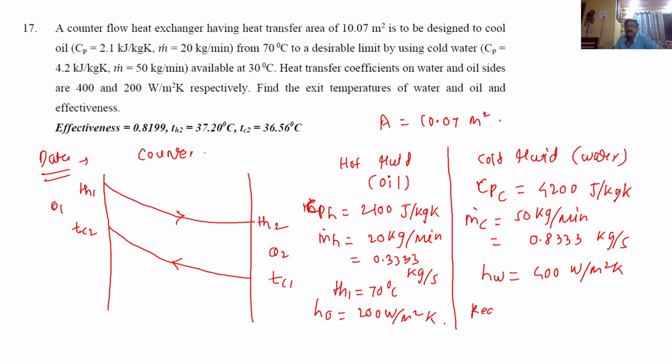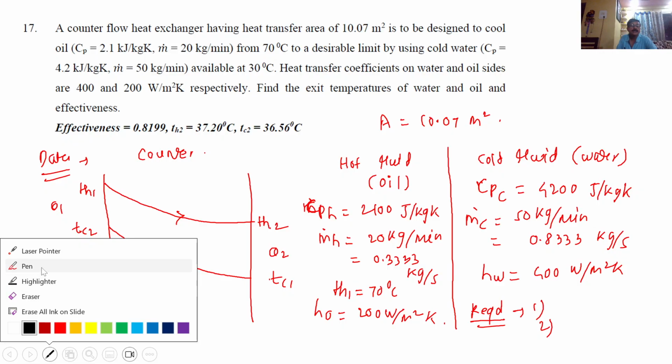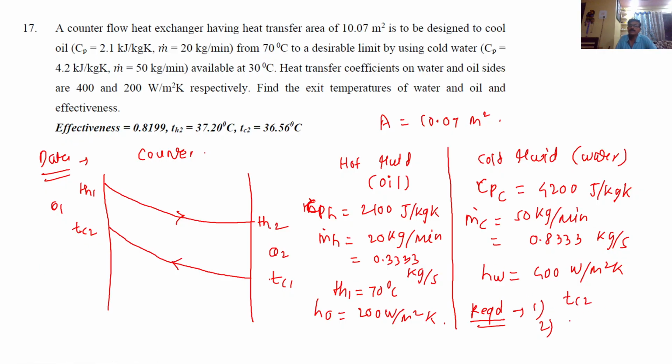So what are the required answers? Required answers are, number 1, exit temperature of water, and oil is TH2 because oil is the hot fluid. Just 1 minute. Initially they have asked for water, so I will write water is a cold fluid, and exit temperature of cold fluid means TC2, and then oil is the hot fluid, so exit temperature of hot fluid is TH2, and third is effectiveness, epsilon. So I will put the values here on the temperature profile diagram. TH1 is 70, so here I will put 70.